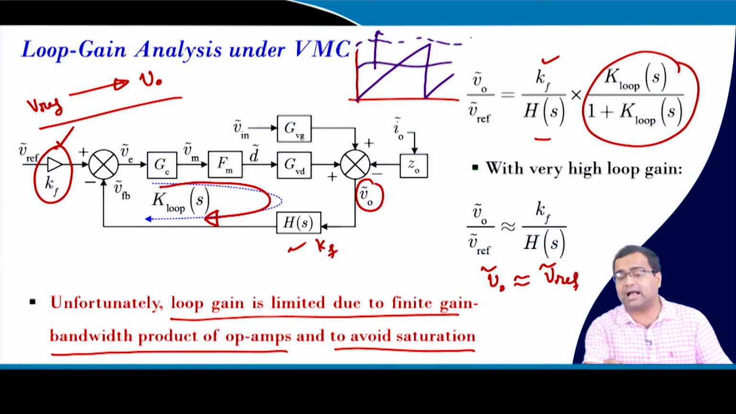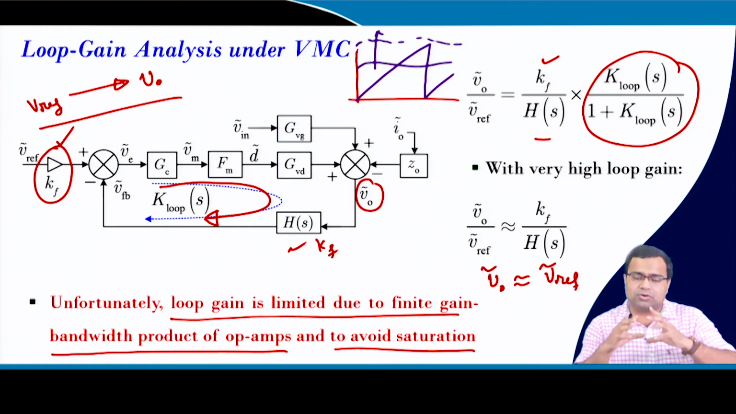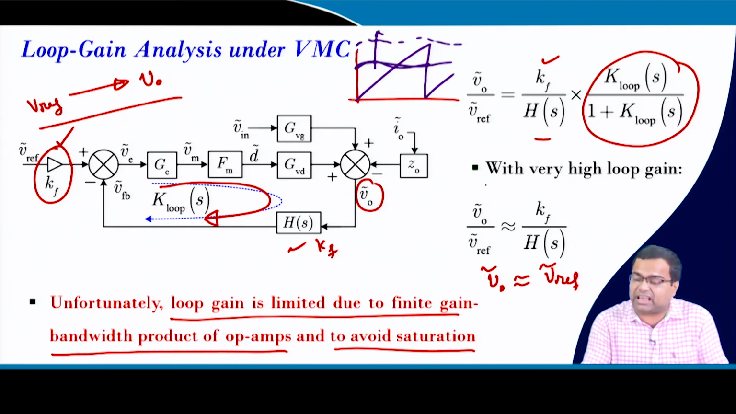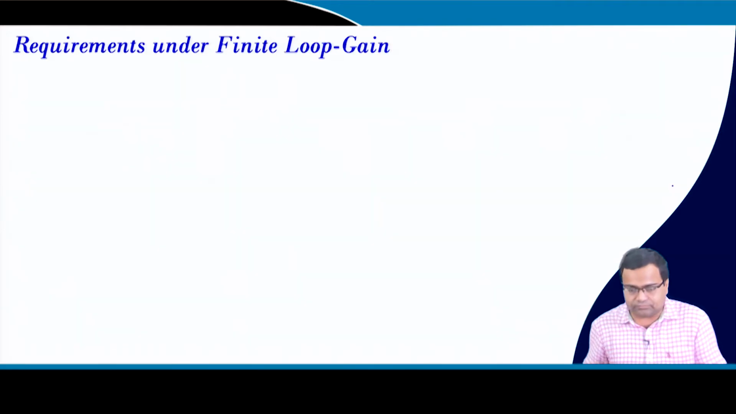Secondly, high DC gain will saturate the op amp, and we need to avoid that, because analysis with saturation will go into nonlinear analysis, and we want to restrict the whole loop gain analysis in terms of linear transfer function. So, we want to limit within the saturation limit of the op amp. That means we cannot have very high loop gain.